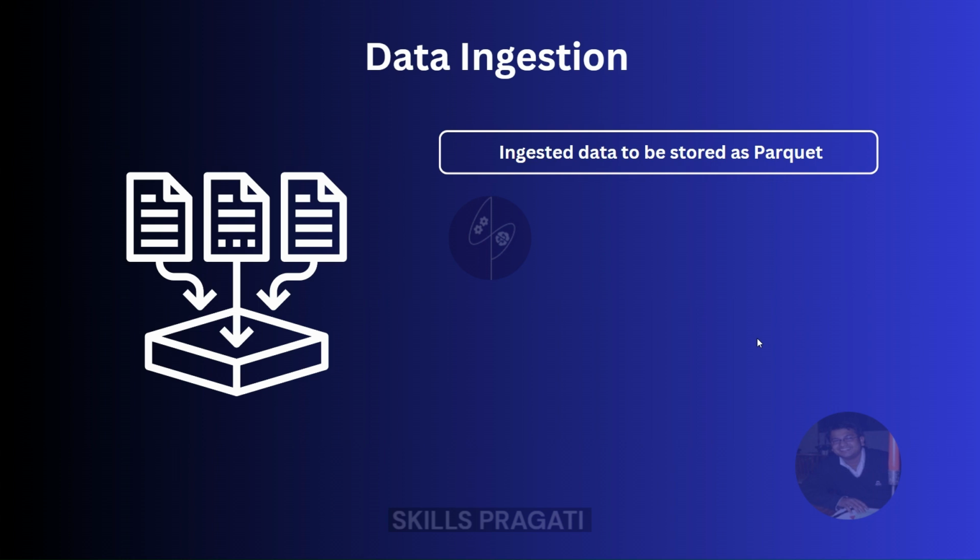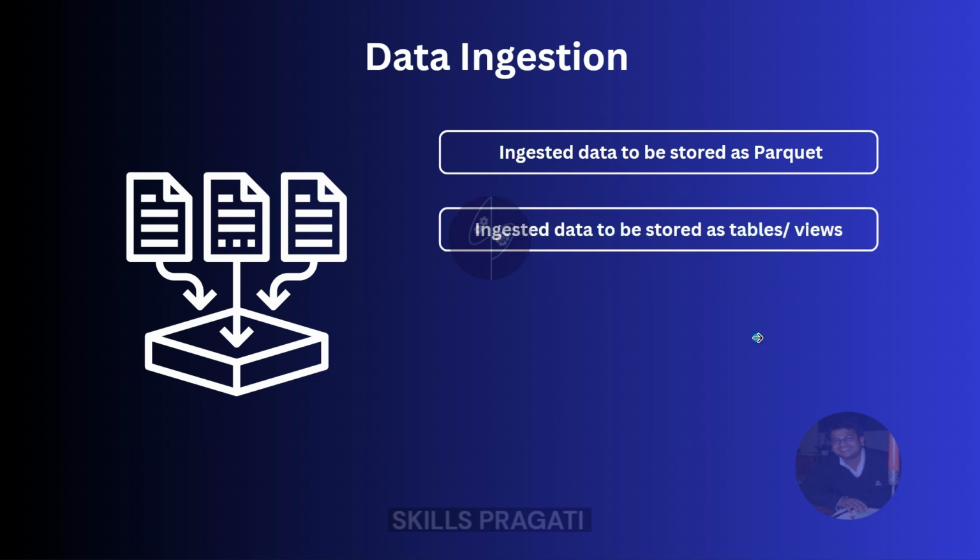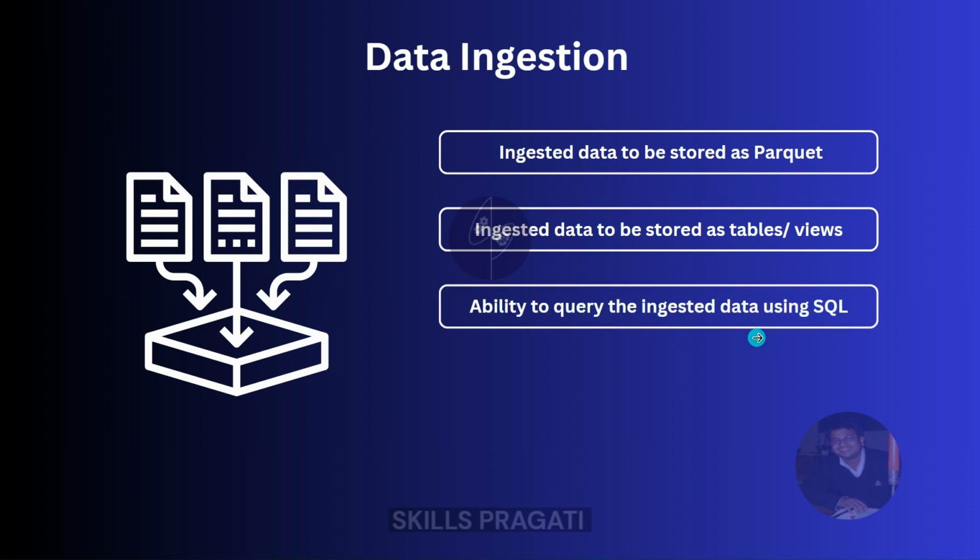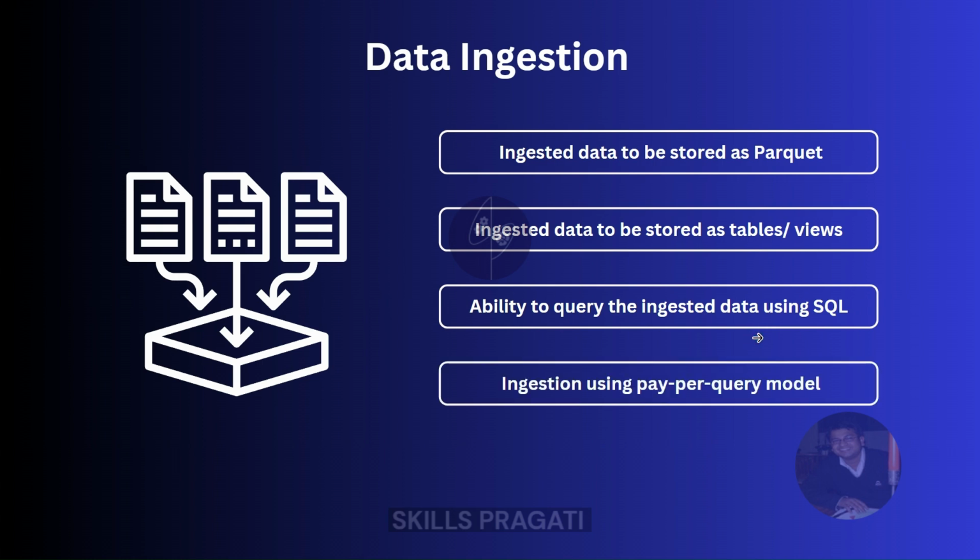We should apply the right schema to the data, including column names and data types. Also, we should create tables or views of the data so that it is easier to analyze and report from. We should provide the ability to query the data using T-SQL alongside other query engines such as Spark and data flows. The ingestion should again be done using the pay-per-query model rather than using dedicated resources.